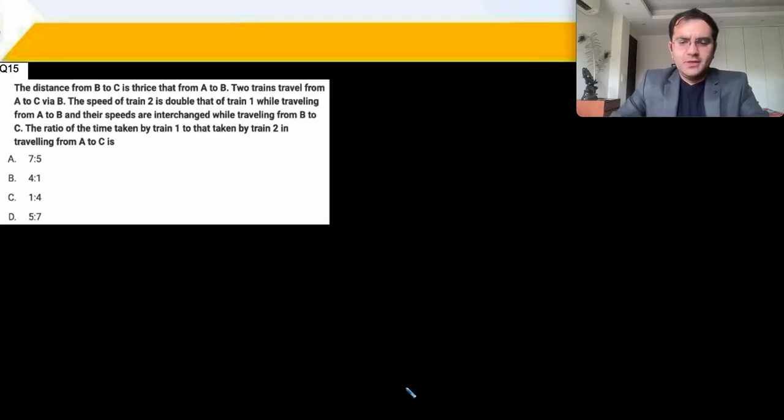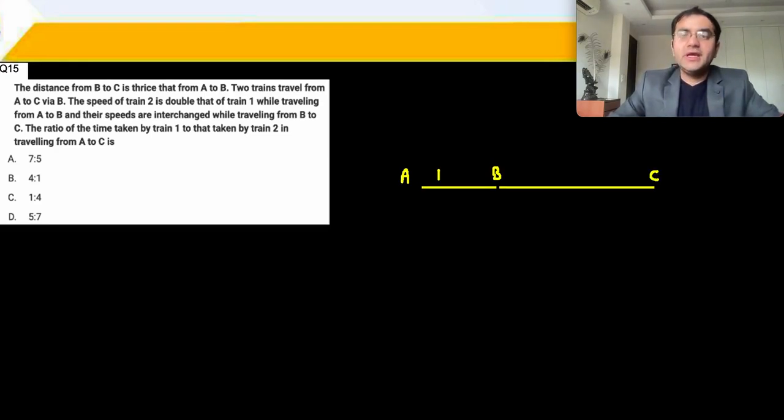Straightforward question. You have the distance from B to C is thrice of A to B. So we'll take A to B as 10 kilometers and B to C as 30 kilometers. Trains travel from A to C via B. Speed of train 2 is double of train 1, right? So let's take train 1 speed as 1 kilometer per hour. Train 2 becomes 2 kilometers per hour while traveling from A to B, and their speeds are interchanged from B to C. So from B to C, let's interchange 2 kmph and 1 kmph.